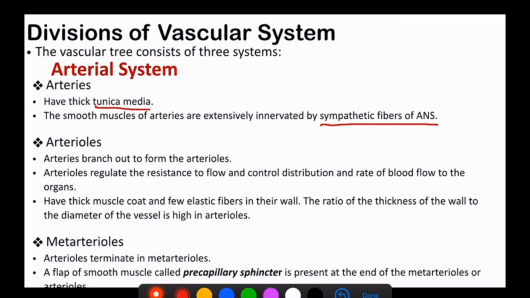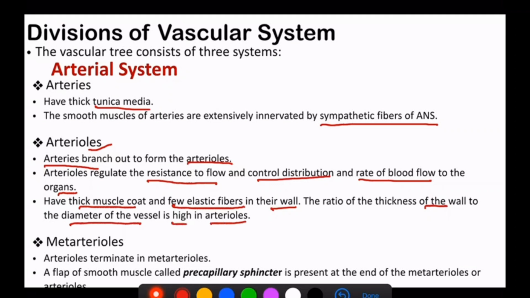Now we come to arterioles. As arteries move forward to the periphery of our body, they divide into arterioles and meta-arterioles. Arteries branch out to form the arterioles. Arterioles regulate the resistance to flow and control the distribution and rate of blood flow to the organs. They have a thick muscle coat and few elastic fibers in their wall. The ratio of thickness of the wall to the diameter of the vessel is very high in arterioles.